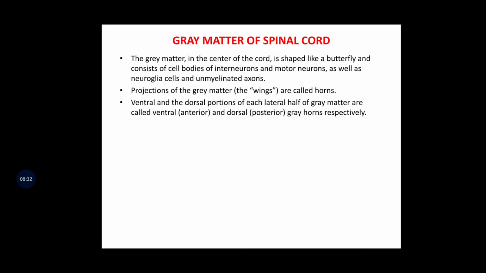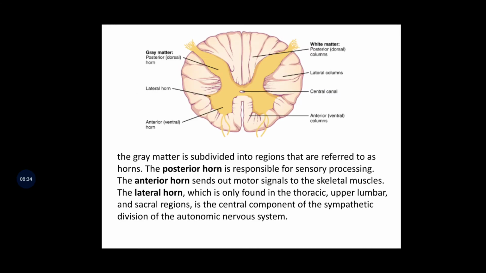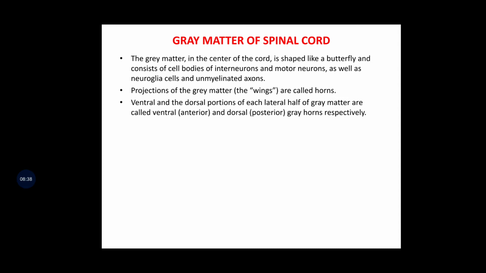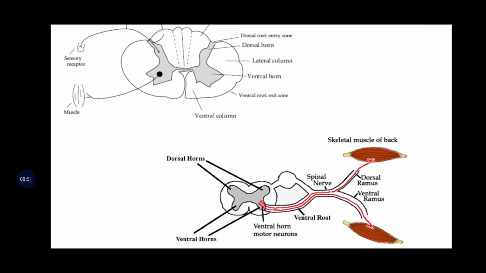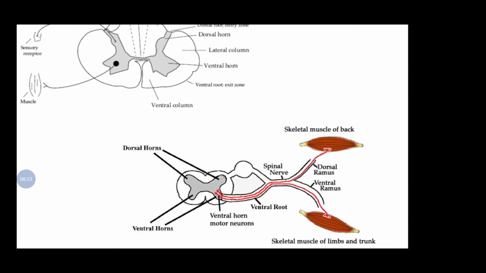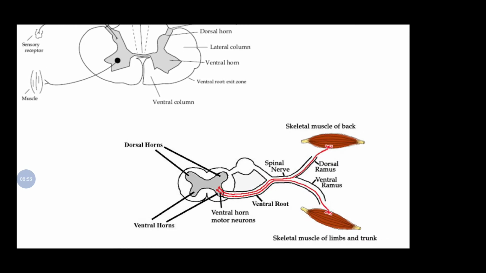And this ventral and dorsal portion, they are called the ventral or the dorsal grey horn. Ventral we are calling anterior, dorsal we are calling posterior. Okay, so this one is the ventral or the anterior horn. From here, the ventral root is going up to the skeletal muscle of the limbs and the trunk, and it is also going to the skeletal muscle of the back.